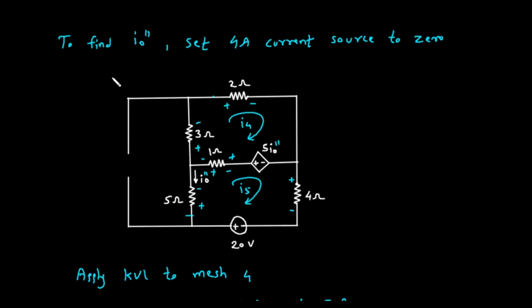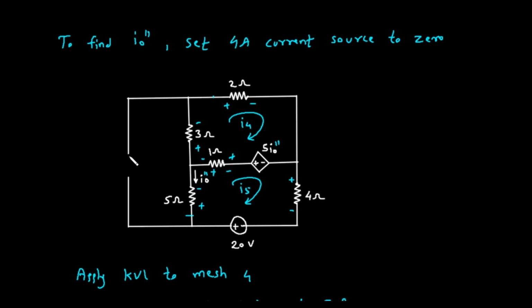Part 2, finding I sub O double prime. Now, let's find I sub O double prime, the current caused by the 20-volt voltage source. This time, we turn off the 4 ampere current source. Turning off a current source means replacing it with an open circuit. In the new circuit, the leftmost branch is open.